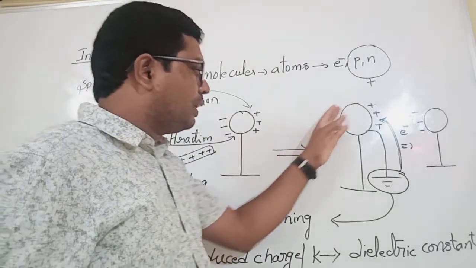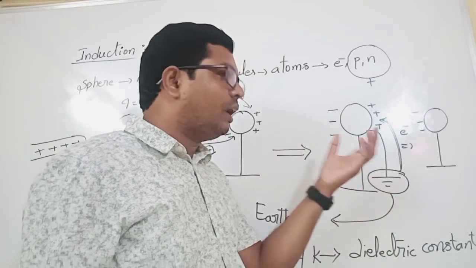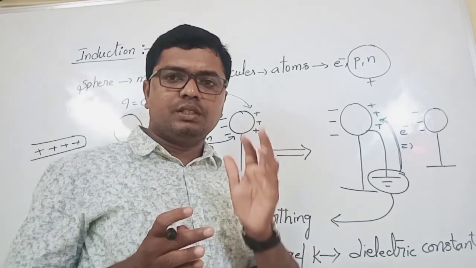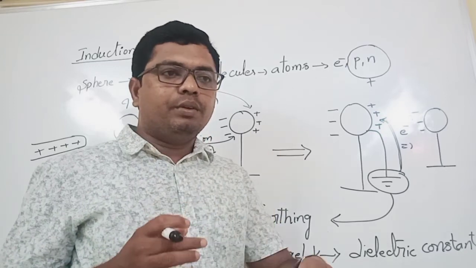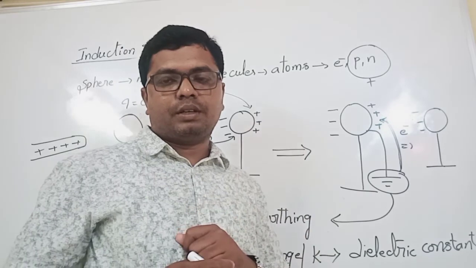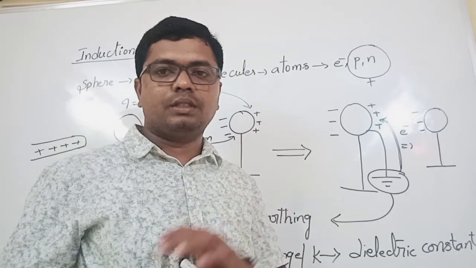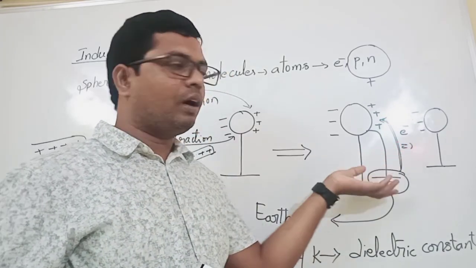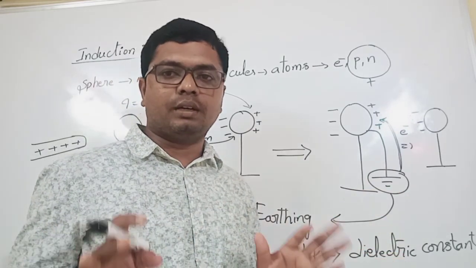Now it is connected to earthing. Earth is a huge body, and its potential is treated as 0. If you add a glass of water to the sea, is there any change in the water level of the sea? No. Like that, if a number of electrons are taken from the earth or given to the earth, there is no change in the potential of the earth.